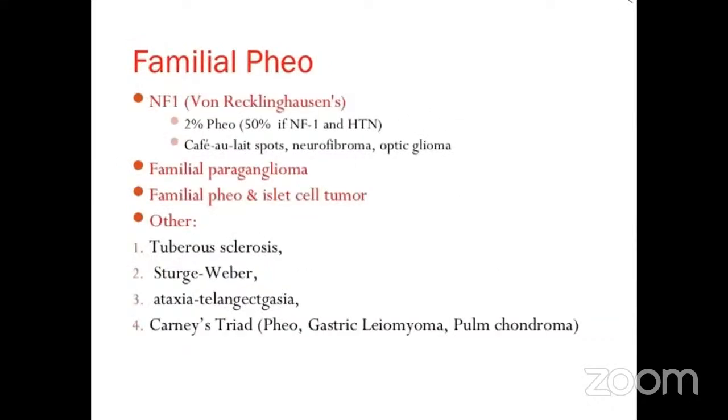And syndromic pheochromocytoma includes von Recklinghausen's disease, familial paraganglioma and familial pheochromocytoma. Others include tuberous sclerosis, Sturge-Weber, ataxia telangiectasia, and Carney's triad, which includes pheochromocytoma, gastric leiomyoma, and pulmonary chondroma.